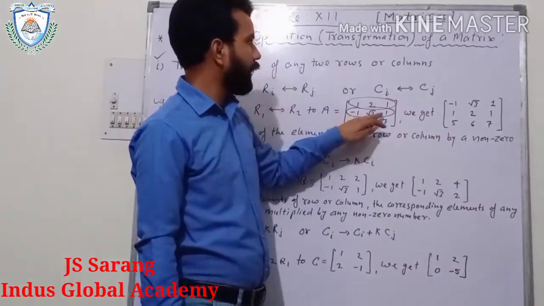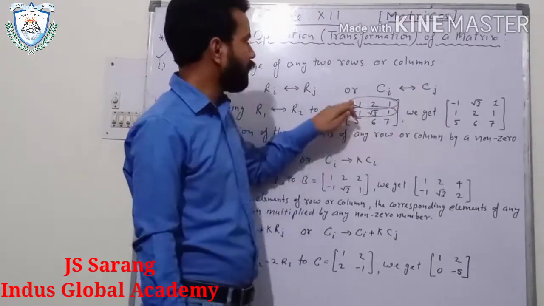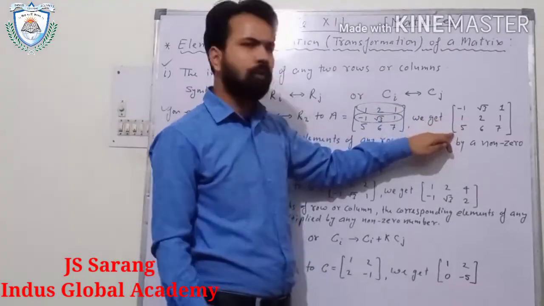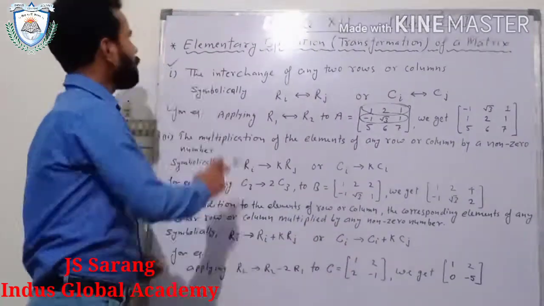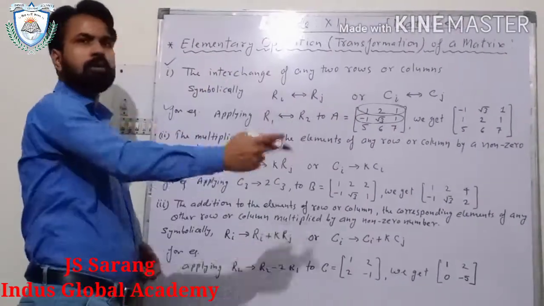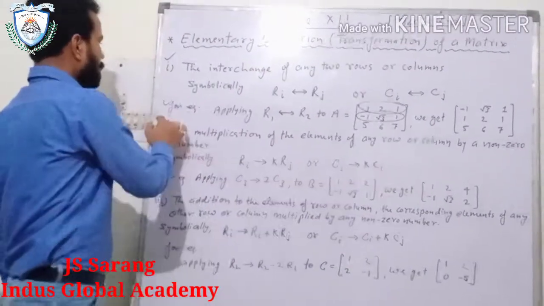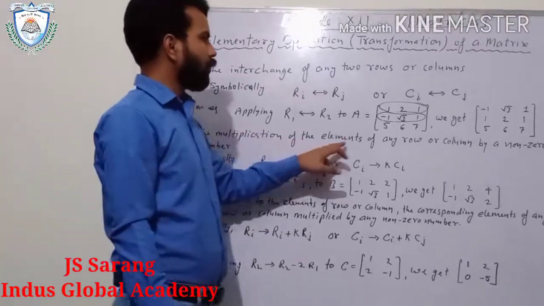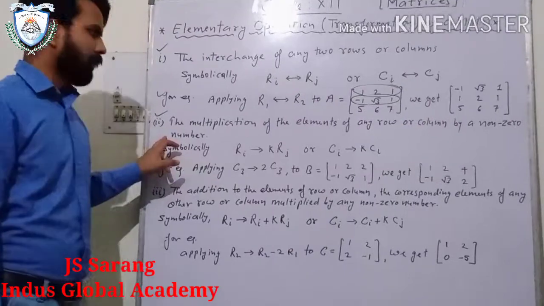Minus 1, root 3, 1, which was the second row, now it is first row. And 1, 2, 1 was the first row, now it is second row. And the third row will remain same. Understood? So the very first operation is the interchange of any 2 rows or 2 columns. Understood? Second is the multiplication of the elements of any row or column by a non-zero number.